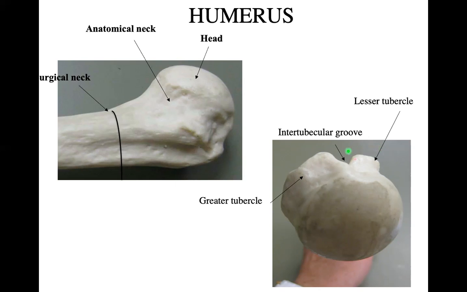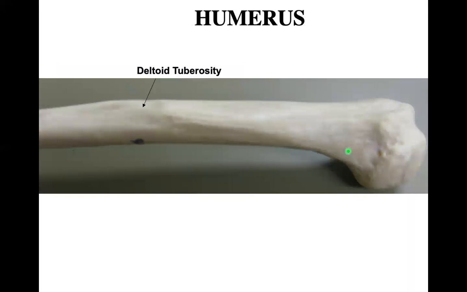As in, a groove between the two tubercles. Inter means between or in between. Going down the humerus, you have this surface that has pronounced structures, little bumps on the surface of the bone. This is where your deltoid muscle, that big triangular muscle over your shoulder, connects to your humerus, and that is called the deltoid tuberosity.